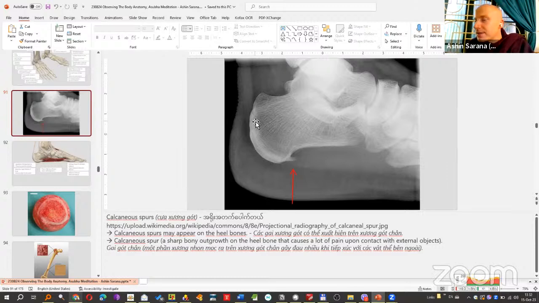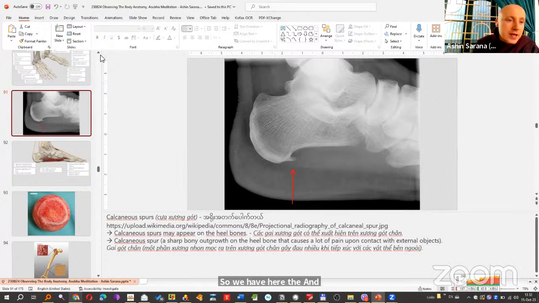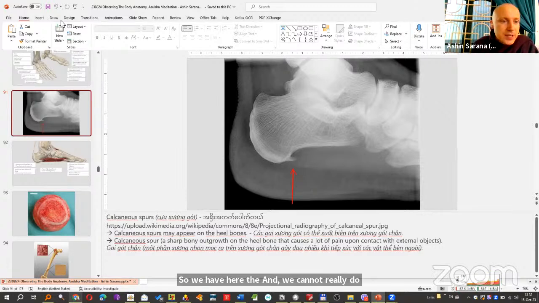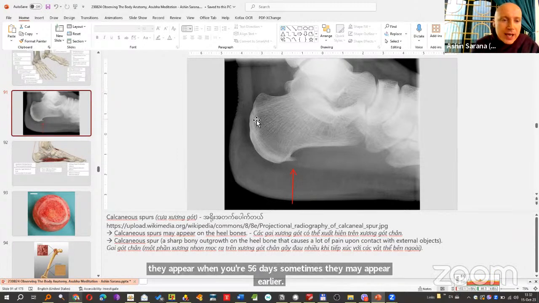We will see. I'll do my best. So we have here the calcaneus spur, and we cannot really do anything about it. You simply cannot walk, or if you walk, you have to walk very slowly and it's very painful. You never know when they appear in your feet. Sometimes they appear when you're 50, 60, sometimes they may appear earlier. There is no way somebody can tell whether you will have it or not.